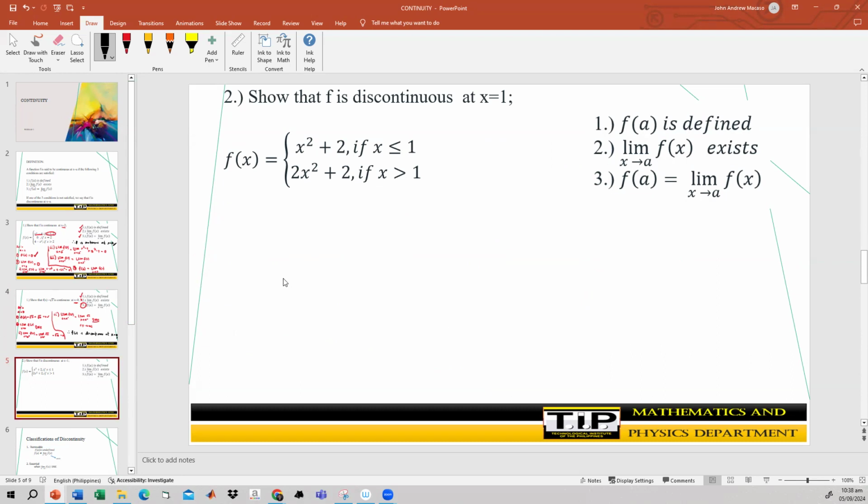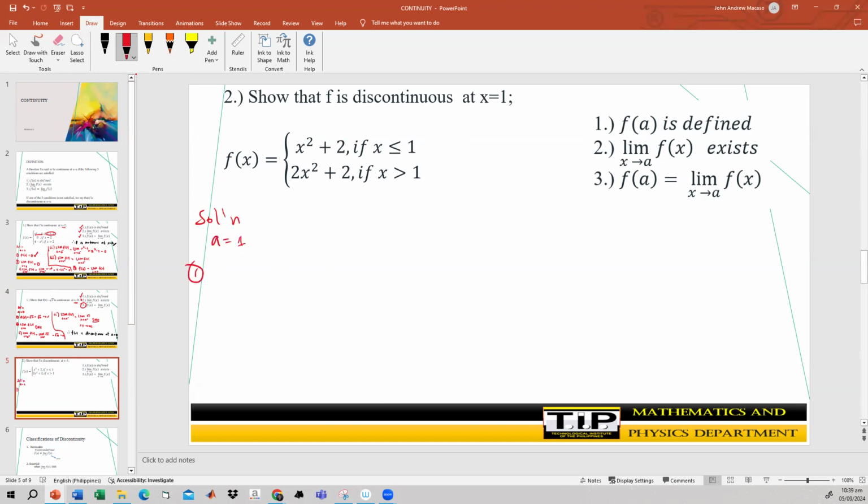The next one, we're asked to show that f is discontinuous at x equals 1. Given this piecewise function, f of x is equal to x squared plus 2 if x is less than or equal to 1, and 2x squared plus 2 if x is greater than 1. In checking if this is discontinuous, we just need to have this as our solution. So our a is equal to 1, right?